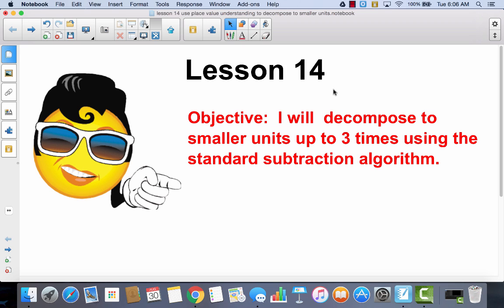Lesson 14, I will decompose to smaller units up to 3 times using the standard subtraction algorithm. So in lesson 14, we're going to continue to subtract. In lesson 13, we only had to decompose up to 2 times in order to subtract. Well, in this lesson, you may have to decompose up to 3 times in order to subtract.